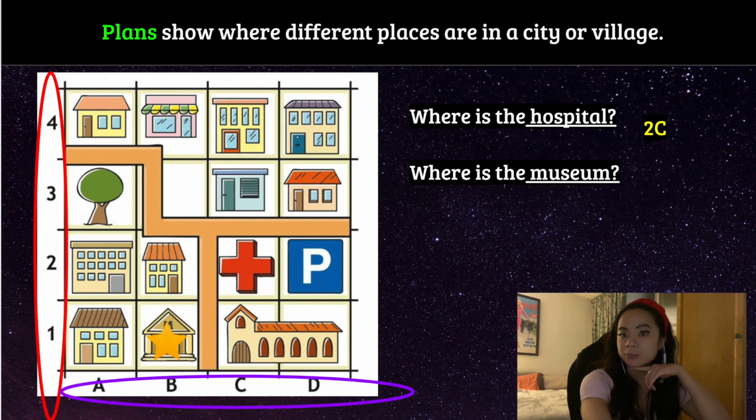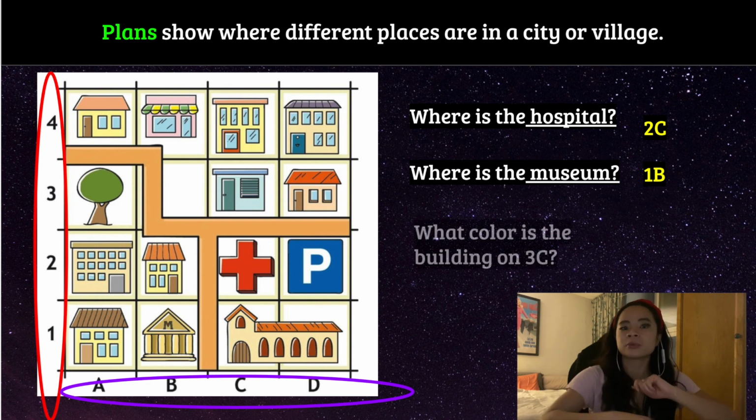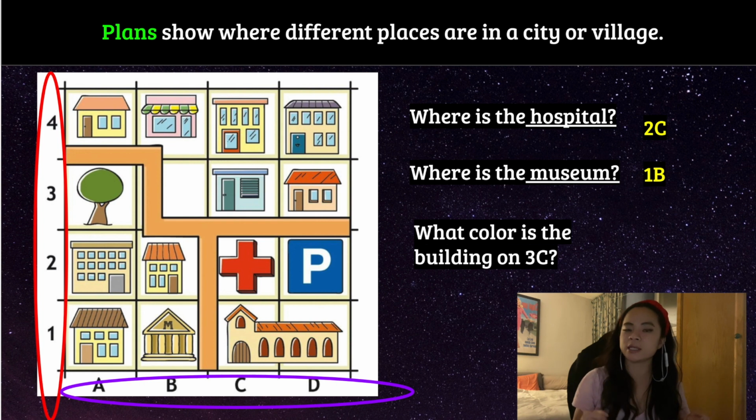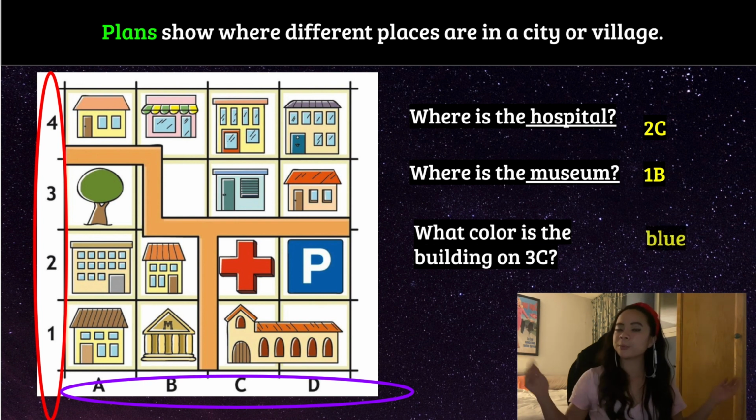Where is the museum? So, you tell me. 1B. Here is a different question. Let's see if you understand. What color is the building on 3C? Blue. Well, that is all I have for you today. Good job.